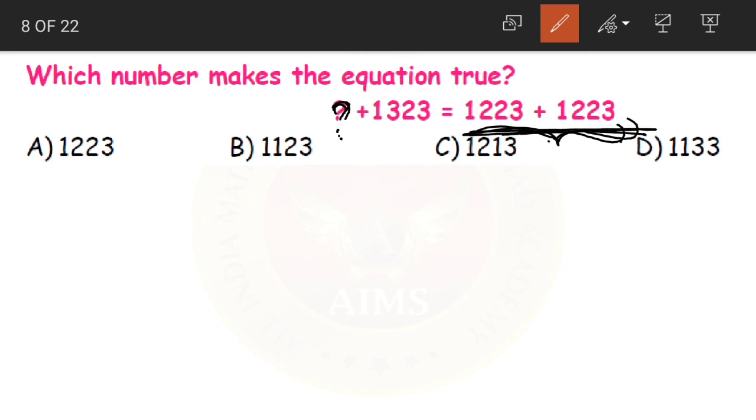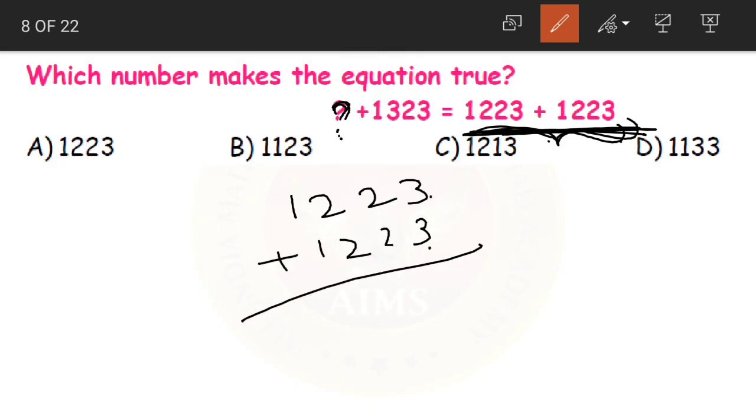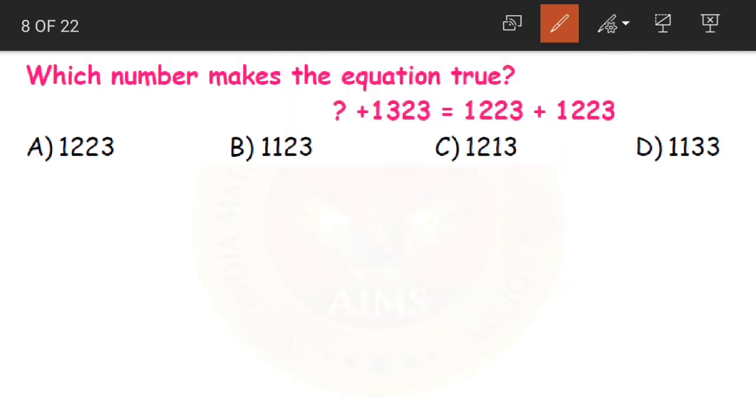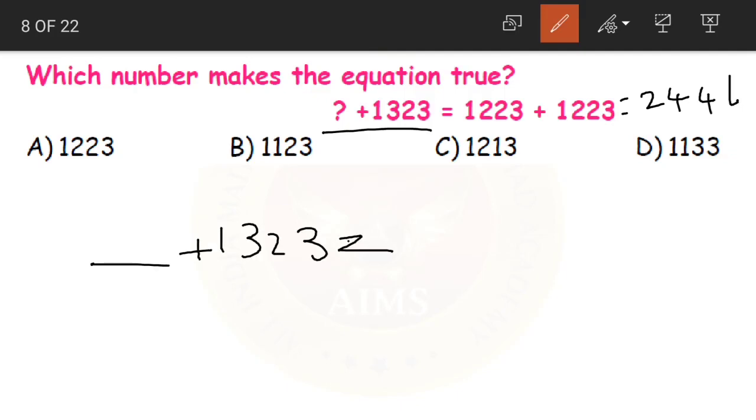So first let us find out the value of 1223 plus 1223. What is the answer? 3 plus 3, 6, 2 plus 2, 4, 2 plus 2, 4 and 1 plus 1, 2. What answer did we get here, children? 2446. Yes, 2446. Now what do we know? That dash plus 1323 is equal to the sum of these two numbers, 2446.